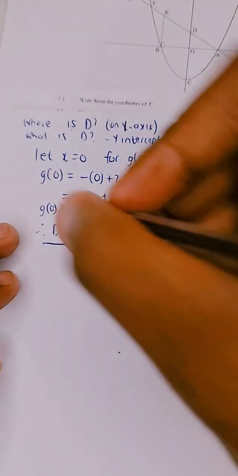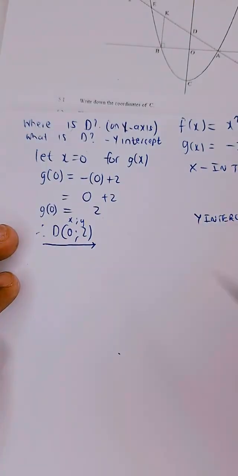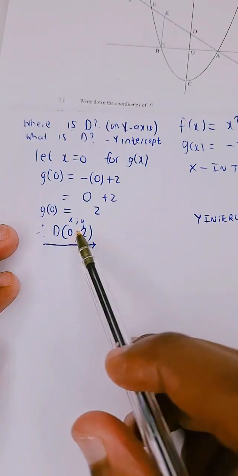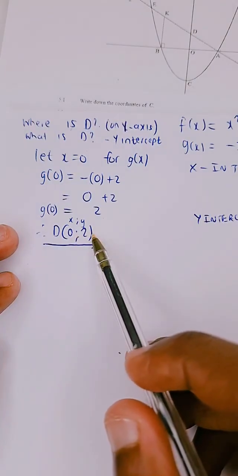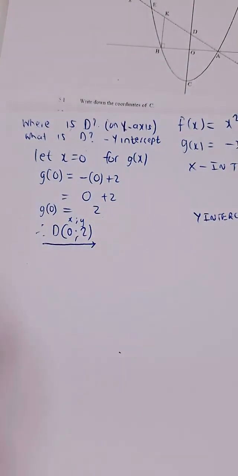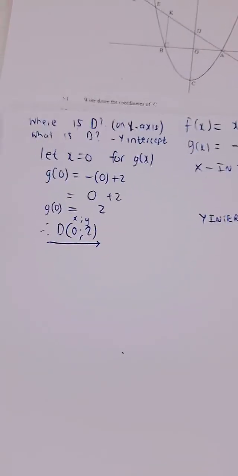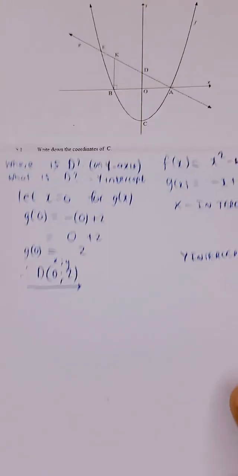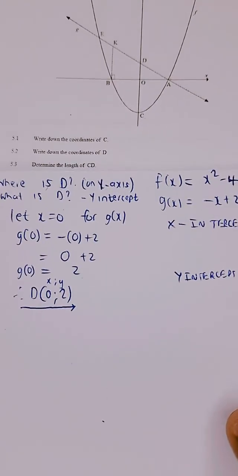Therefore, the coordinates of D. Remember, guys, whenever we write coordinates, we write our x coordinate first, followed by our y coordinate. It's always in that order. And we read this as 0 and 2. I hope it makes sense. So I think so far we have full marks. We can move on to the next question.